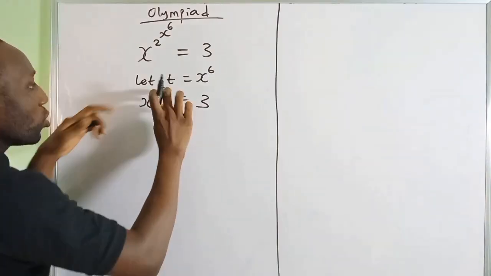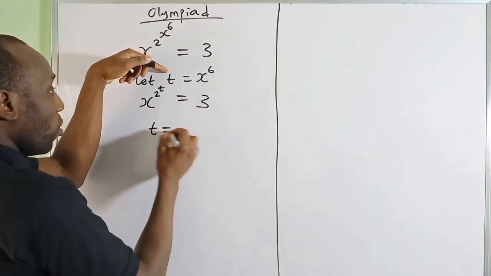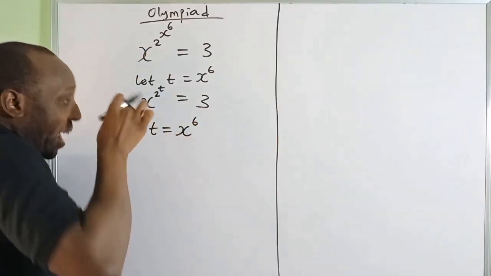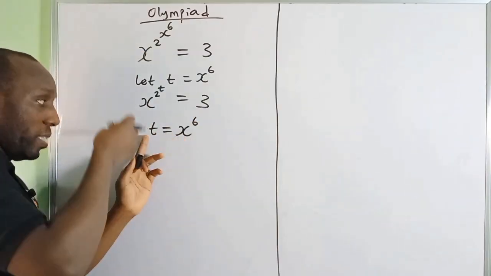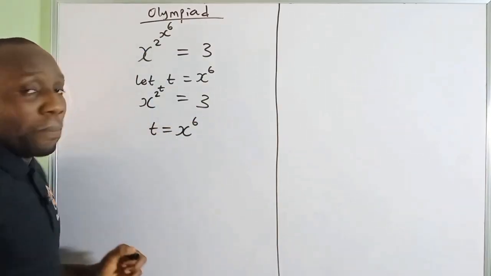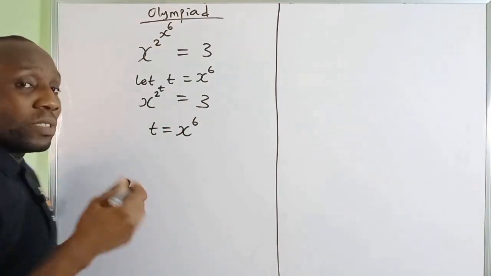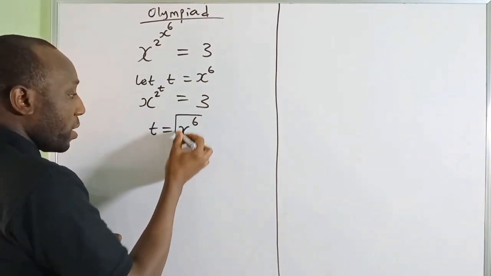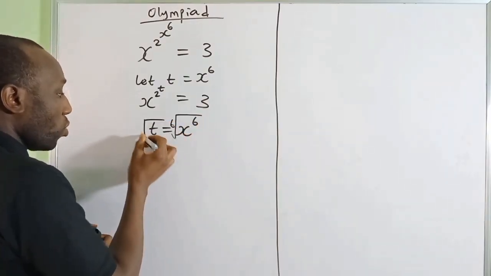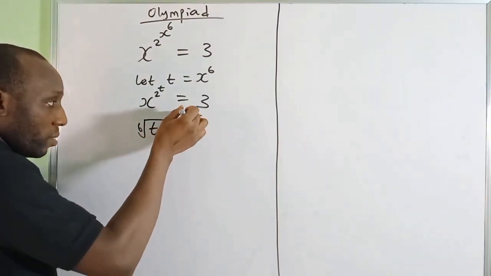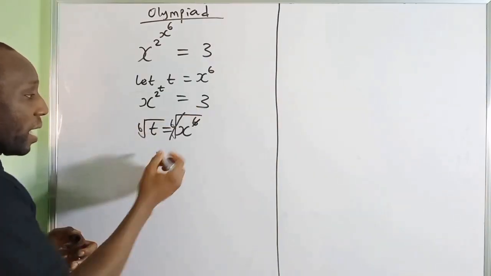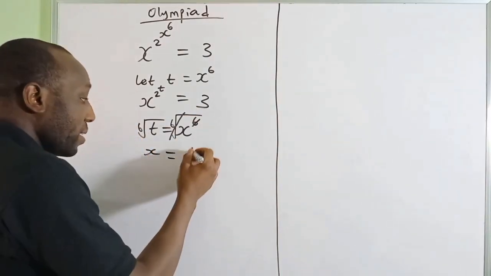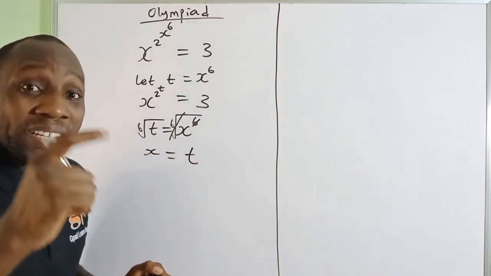What do we do? Let's come back to, I said let t be equal to x raised to the power of 6. So I want to express x in form of t. How do I get rid of this power of 6 here? I'm going to take the 6th root of both sides. So if I apply the 6th root here and the 6th root here, this 6th root will cancel the power of 6. x will be equal to the 6th root of t, which can also be written as t raised to the power of 1 over 6.